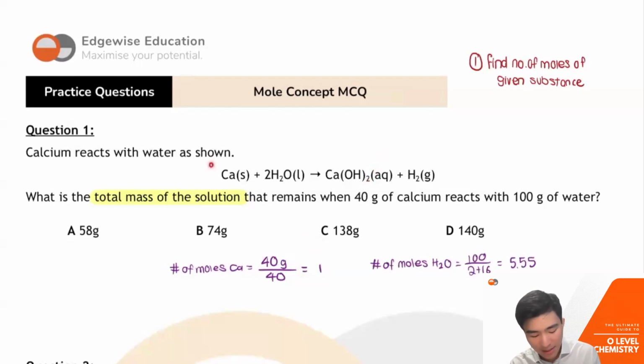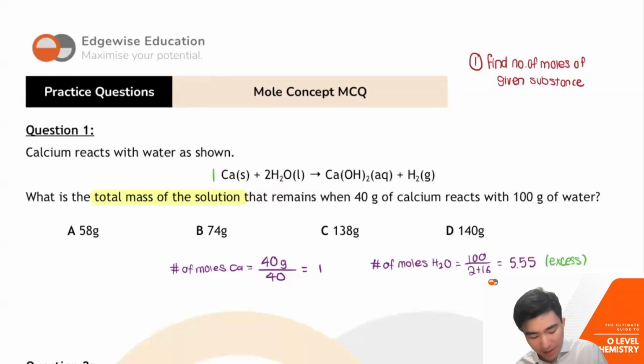So can you see it's 1:2, right? So that means that if let's say I got 5.55 water, that means I need 2.75 calcium, right? But I only have 1, right? So that means that water is in excess. It is an excess reactant. Okay, so with that understanding, let's try this.